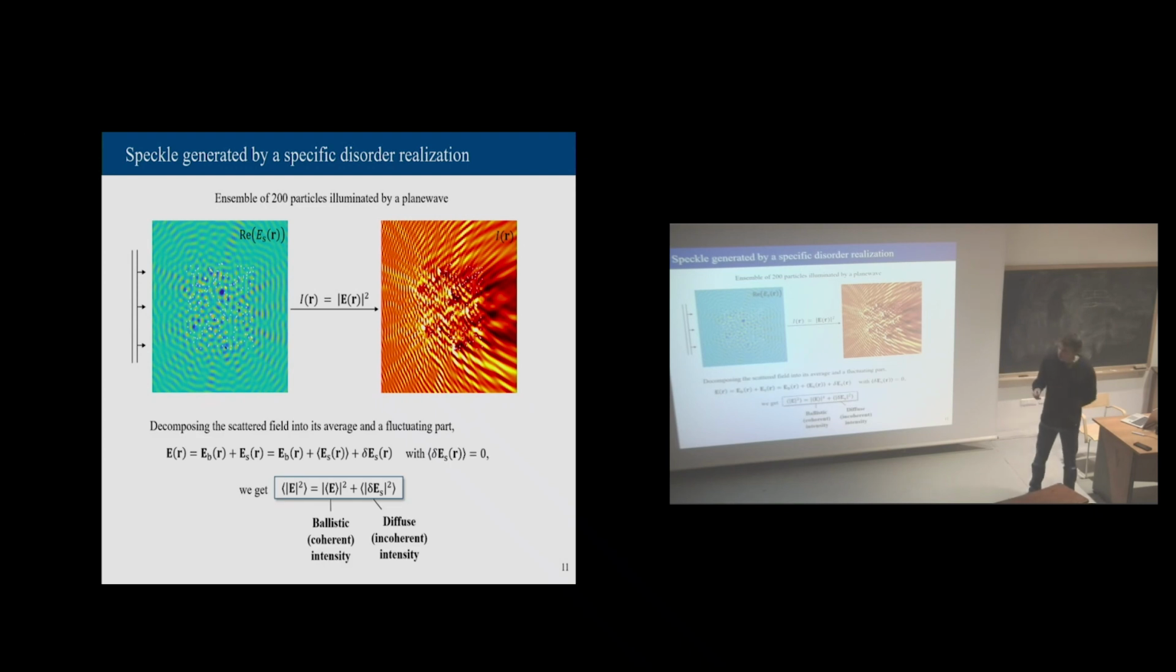So if you decompose the scattered field into its average and a fluctuating part, here the total field is the sum of the background field plus the scattered field. And the scattered field, you write as the average scattered field plus a fluctuating part that depends on the realization. Then, when you look at the average intensity, you end up with a decomposition in two parts: a ballistic or coherent intensity and a diffuse, also called incoherent, intensity that depends on the fluctuations of the field.